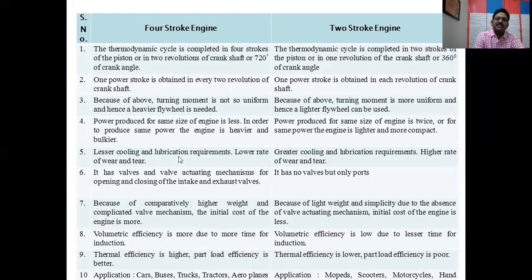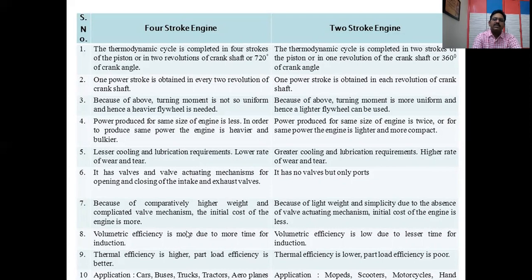Less cooling and lubrication are required because of lower wear and tear, because it will have sufficient time to cool. But greater cooling and lubrication are required here because of high wear and tear. And the valves actuate the mechanism. Here, valves will be there. In 2-stroke engines, you won't have any valves, only ports. Because of the comparatively higher weight and complicated valve mechanism, the initial cost of the engine will be more in case of a 4-stroke engine. Because of the light weight and simplicity due to the absence of a valve actuating mechanism, the initial cost of the engine will be less.